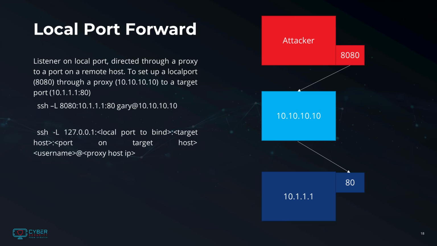Now, the syntax for the command to do this is a little bit arcane, so I have it up on the screen, but essentially you tell SSH to bind a local port, in this case 8080, while connecting to ultimately system 10.1.1.1 port 80, routing that through the compromised user account Gary at system 10.10.10.10. It's a little arcane. I'm going to show an example of this working.